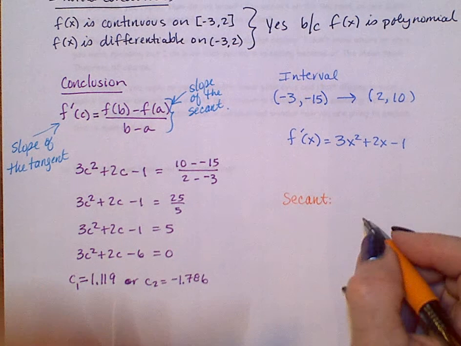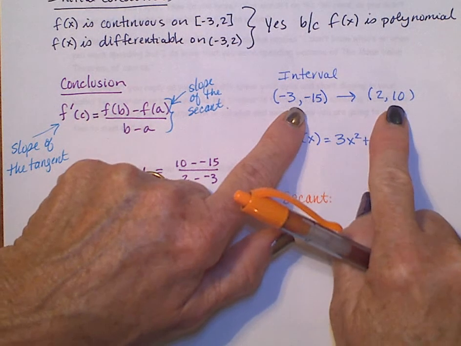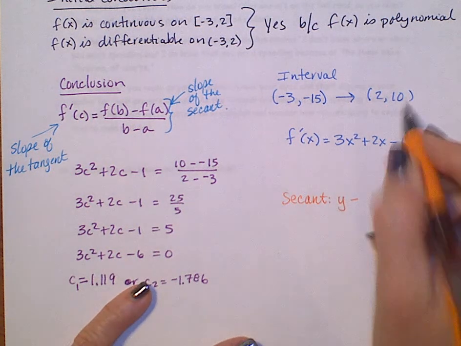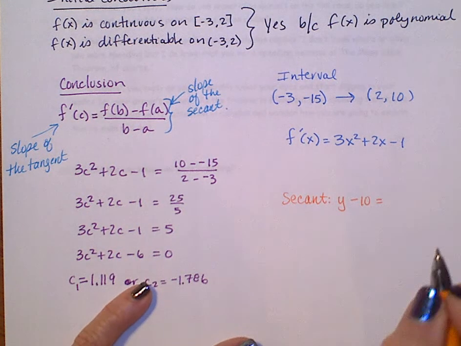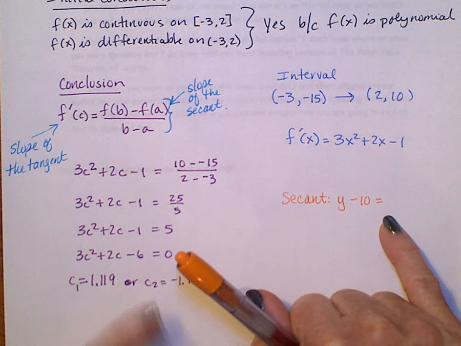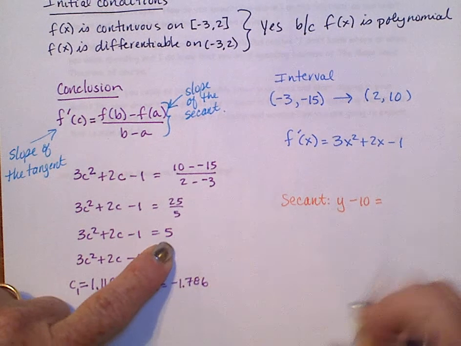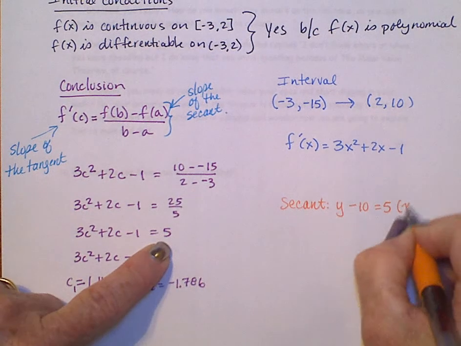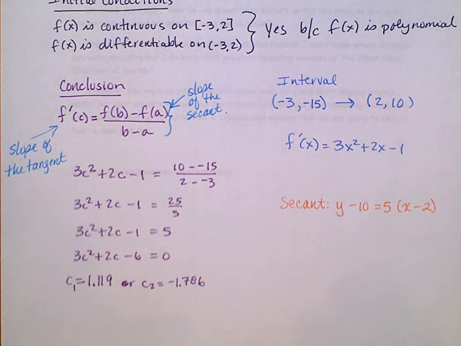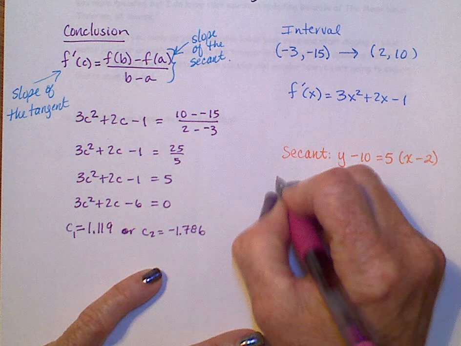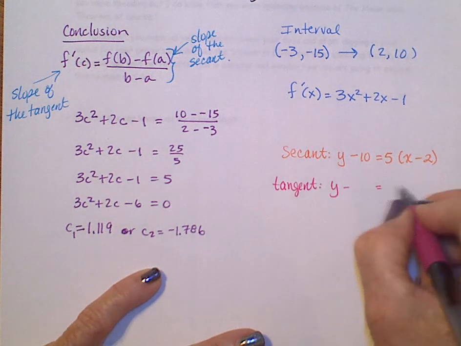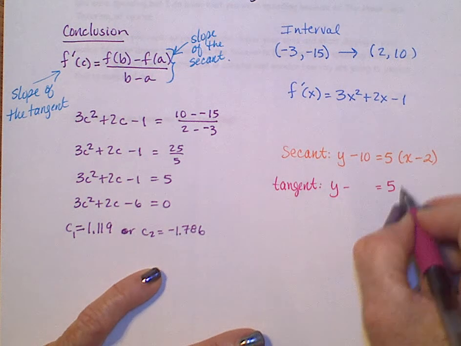And we can use one of these points right here with point slope form of a line. So we'll have y minus, I'm going to use this one, 10 equals slope. But what was the slope of the secant line? We found it right there. Slope of the secant, 5 times x minus 2. A tangent line, y minus, well, we know we're going to have the same slope, so 5 x minus.